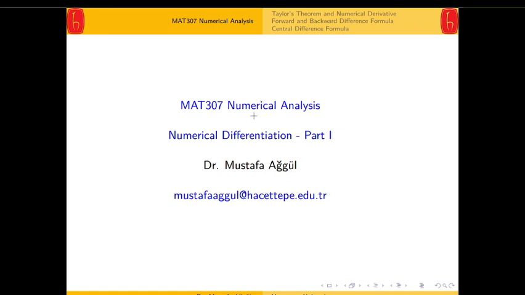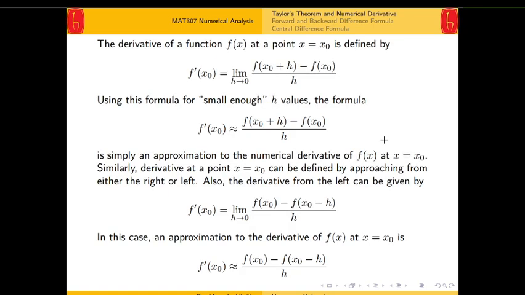Welcome to the MAT 307 numerical analysis class. In this lecture, we are going to introduce numerical differentiation.